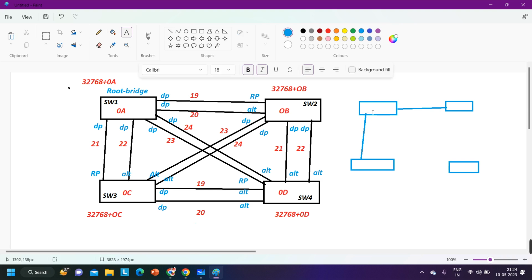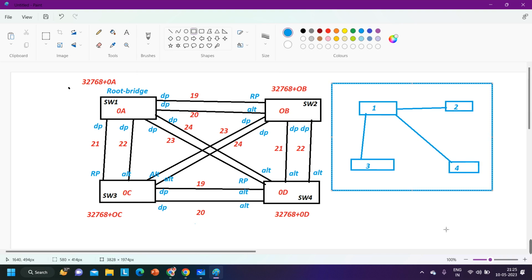Is there a link between switch 1 and switch 4? Yes. This is 1, this is 2, switch 4, via this, 23. Very good. So there is one link between switch 1 and switch 4. Is there any more link? No. So this is a loop-free topology.